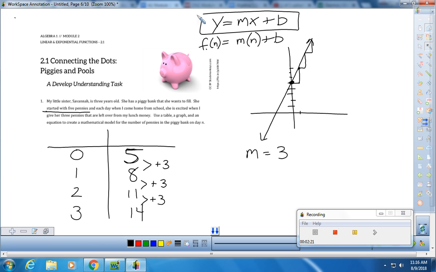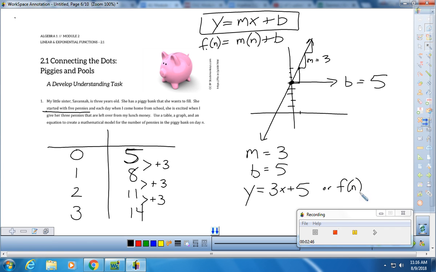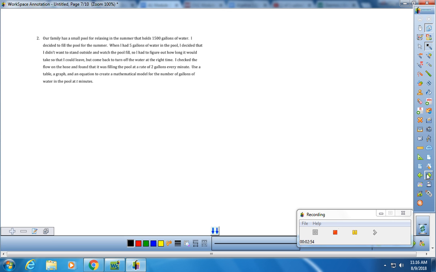So what is our b? Well, our b is our y-intercept. And so that's where we begin. Well, we begin with 5 pennies. So our equation is y equals 3x plus 5. Or our function of n is 3 times n plus 5. They're not asking for a recursive formula, so we can move on.